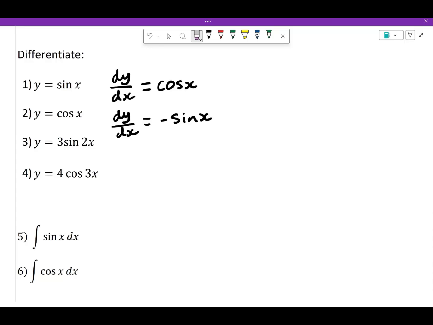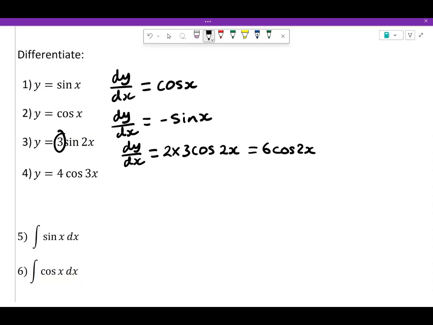Now let's consider question 3. So y equals 3 sine 2x, so dy by dx would be equal to, and when we differentiate sine, we're going to get cosine. We don't need to multiply by -1. The angle 2x will stay the same, and then we will have the initial 3. However, we need to remember to differentiate our angle. So if I differentiate 2x, that gives me 2, and I need to multiply by that 2. So the final answer would be 6 cos 2x, like that.